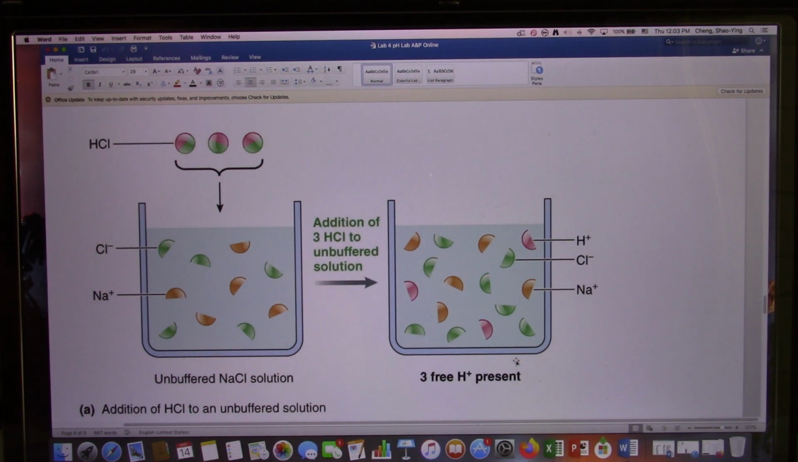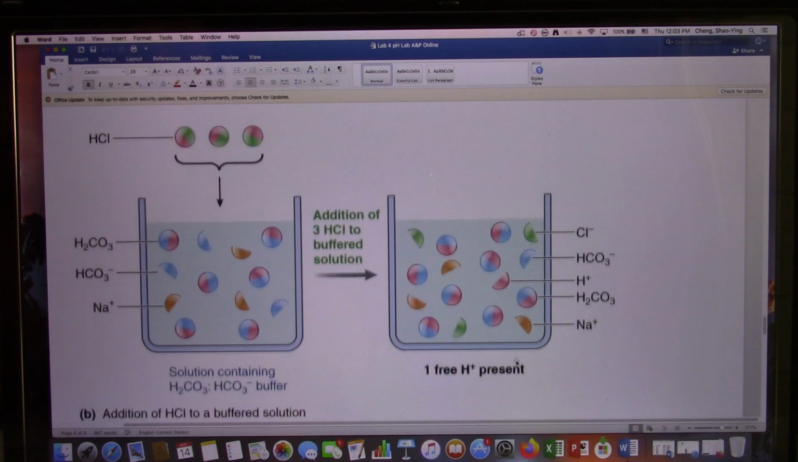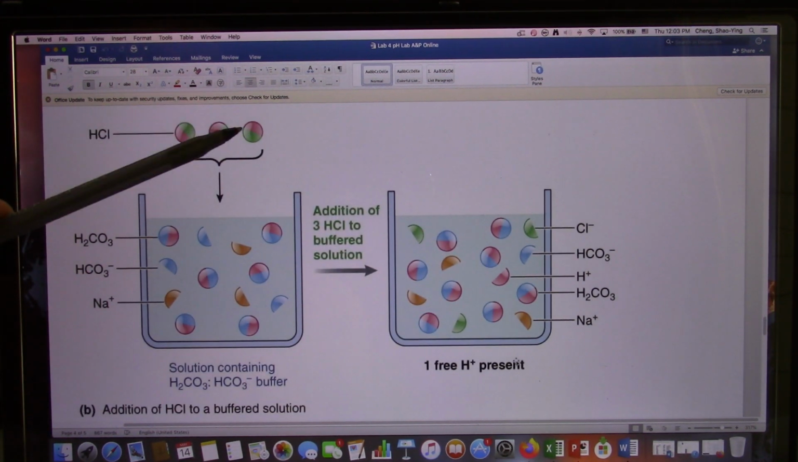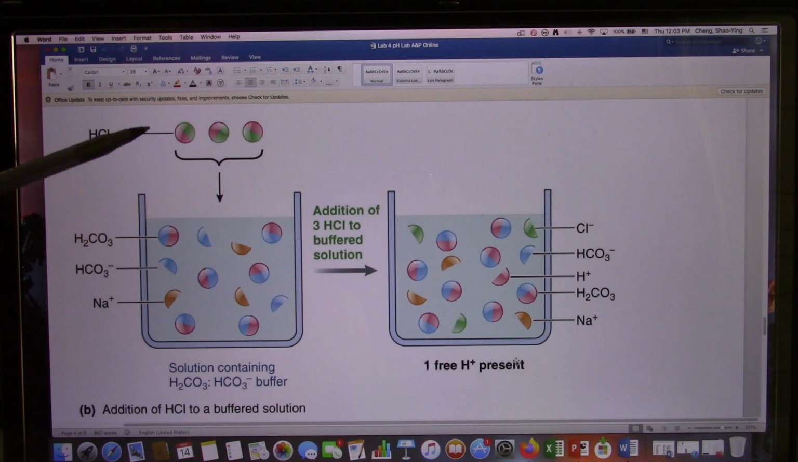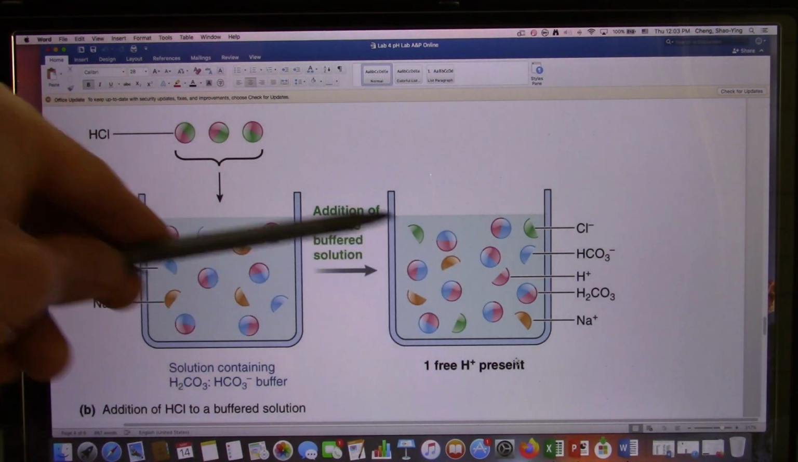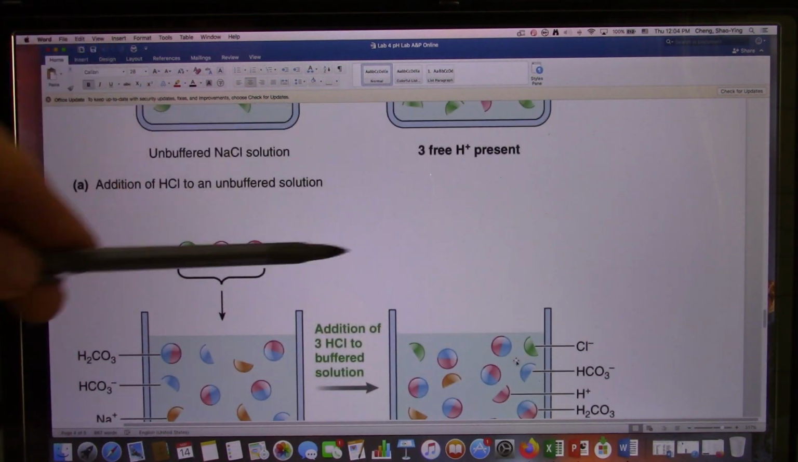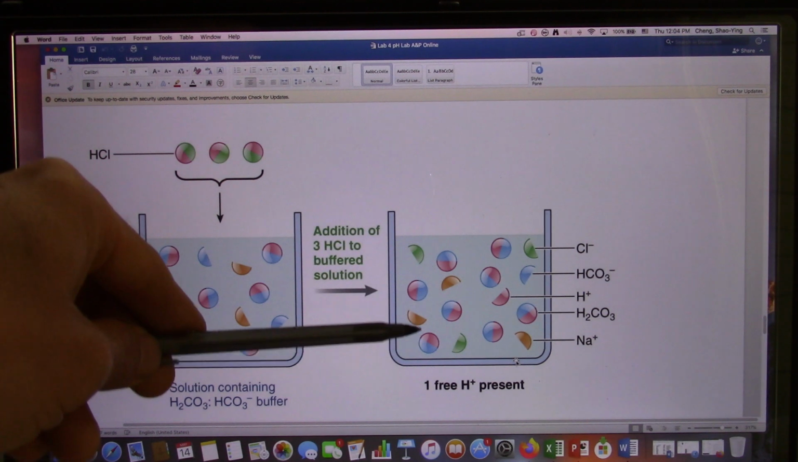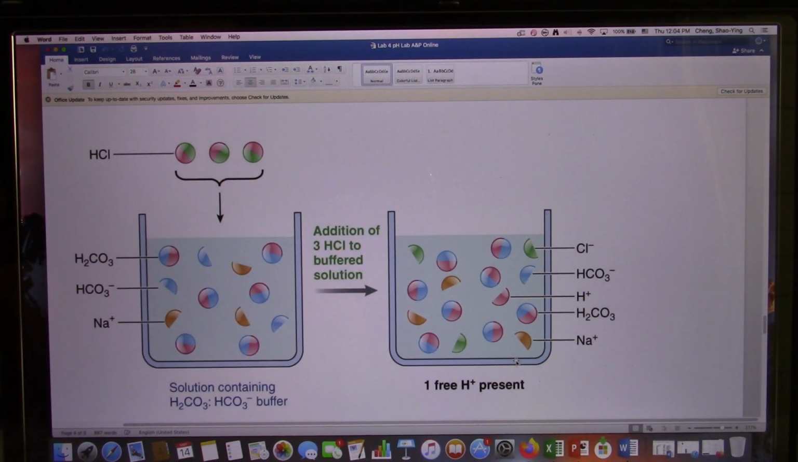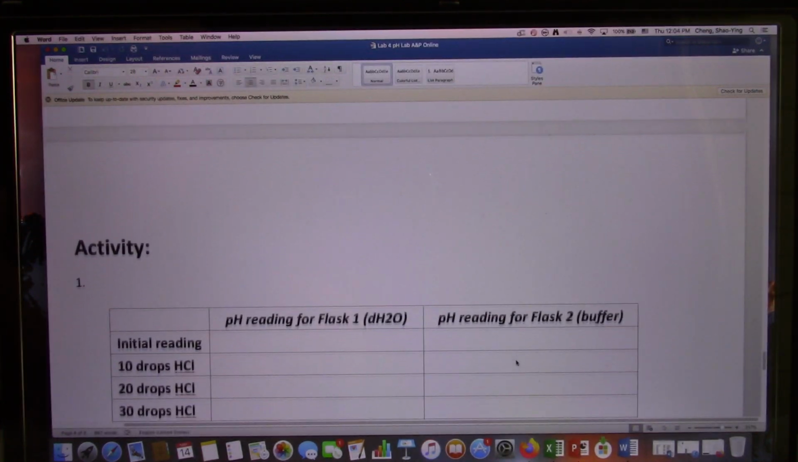Pretty easy to understand. In a buffer, so now this is a buffer, when you add 3 HCl, all 3 H+ will be released, but the buffer will take 2. So eventually you only have 1 free H+, compared with this, where you have 3. And when you measure the pH, of course this won't drop that much. That's the buffer's function. The buffer helps you maintain pH. And the same for basic: when you add base into this solution, it will keep those OH-. So the buffer helps you maintain pH.